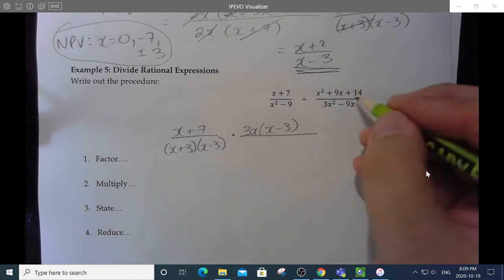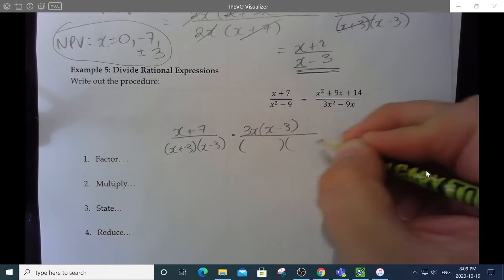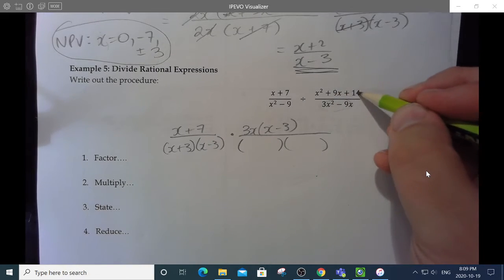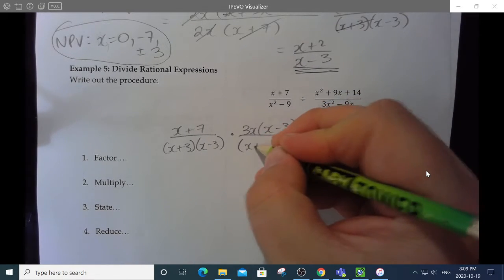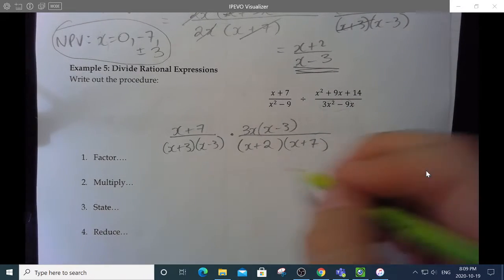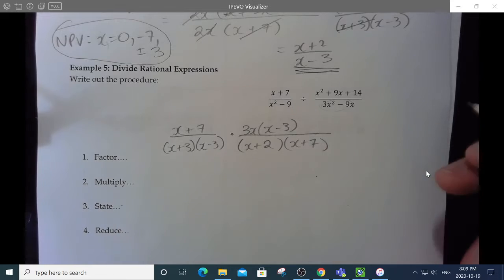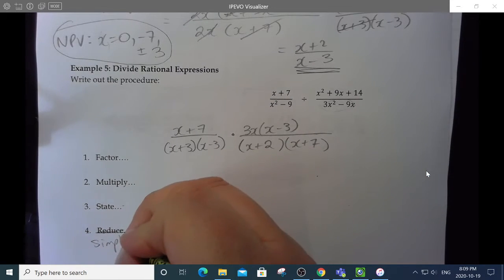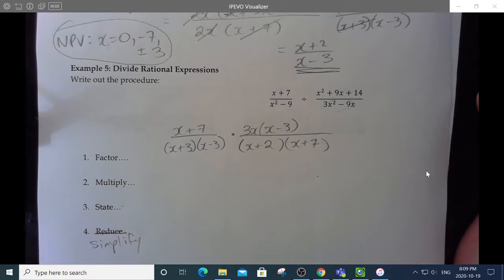And then on the bottom here, it's going to be open two brackets and ask yourself, what two numbers multiply to make 14 but add to make 9? You'll see that it's plus 2 and plus 7. And now, before we do any of our canceling, let's state our MPVs. And again, it's simplify. Feel free to even say cancel if you like, but don't call it reducing. It ain't reducing.